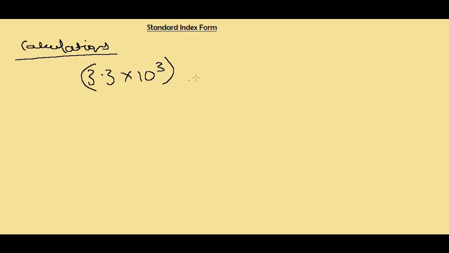Rightio, so the last thing that we need to be able to do using standard index form is to be able to do some calculations. So calculations with standard index form. So if we wanted to add or subtract with it, best thing to do is for me to give you an example. 3.3 times 10 to the power 3. And what I'd like to do is add this to 1.5 times 10 to the power of 2.